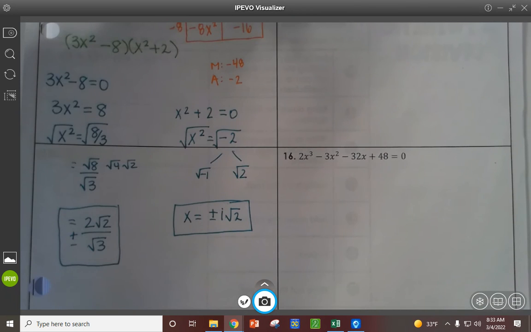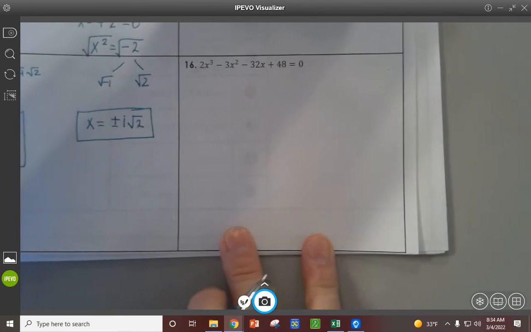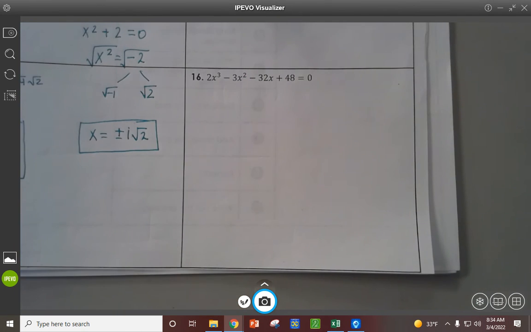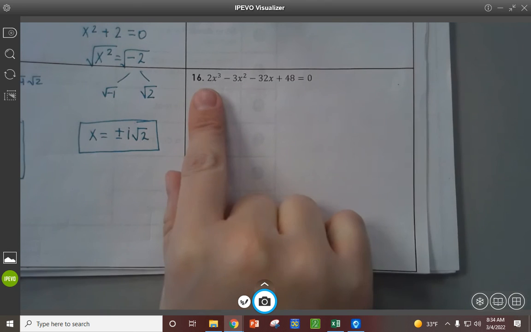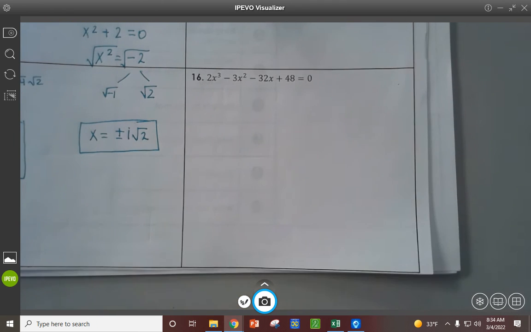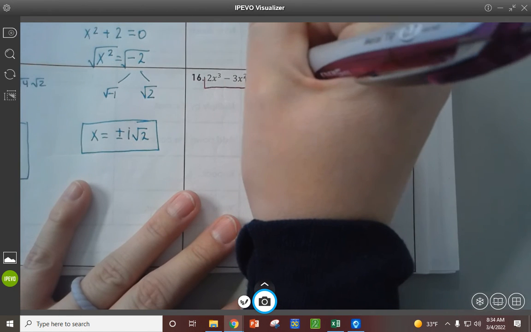All right. Questions? I know some of these are kind of complicated. All right, number 16. We'll do this last question and then we'll stop. Is it set equal to 0? Yes. Is there a GCF? No. The only thing it could be would be a 2, but then you can't divide out a 2 on this one, so no GCF. How many terms is it? 4, which means we're going to do grouping.